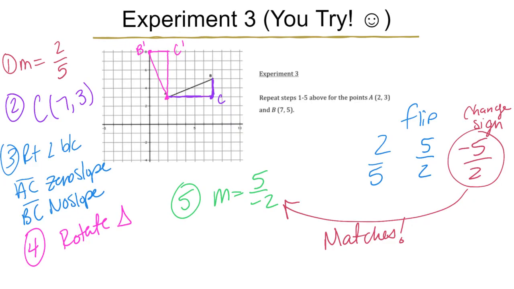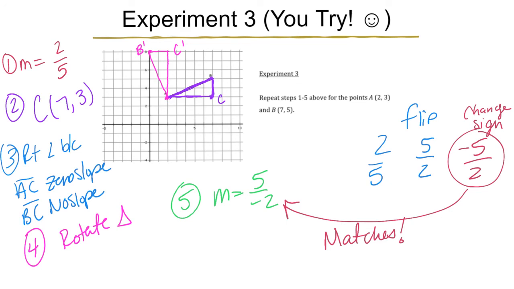All right, hopefully you paused your video and tried this problem. You'll see I already went ahead and worked it out for you. The slope of the original line, which I'm going to trace here in purple, I made that triangle purple, is 2 over 5. They're both positive because you're going up and right. Your point C is at 7, 3 because that's straight down from B and straight across from A. It is a right triangle because AC has 0 slope and BC has no slope.